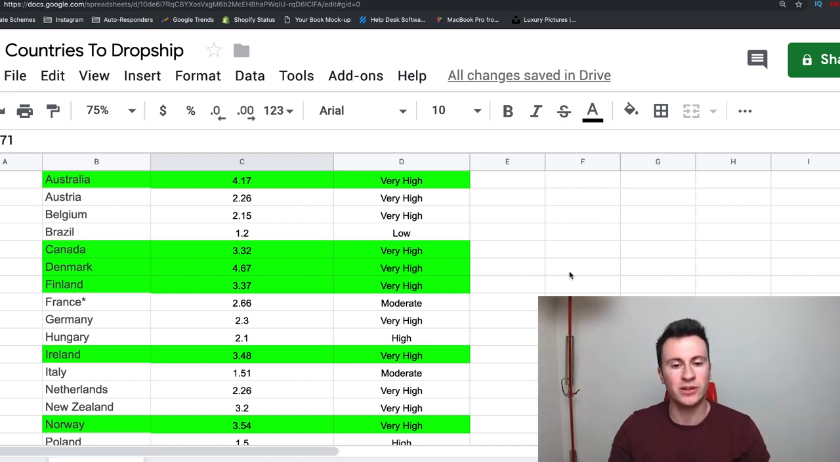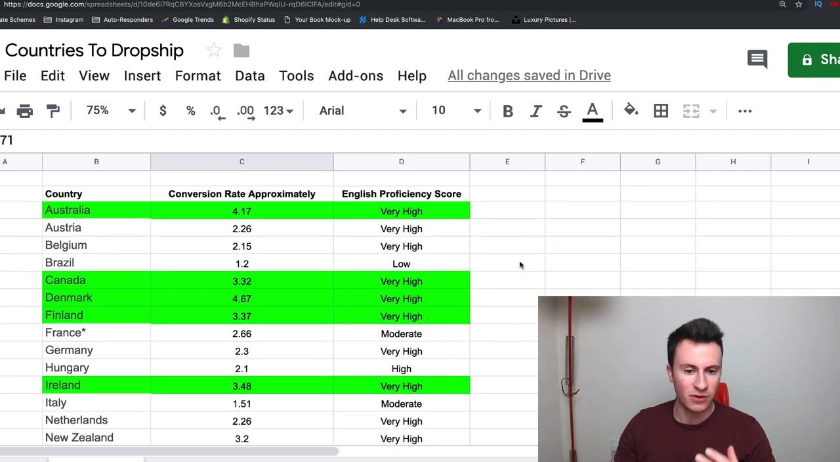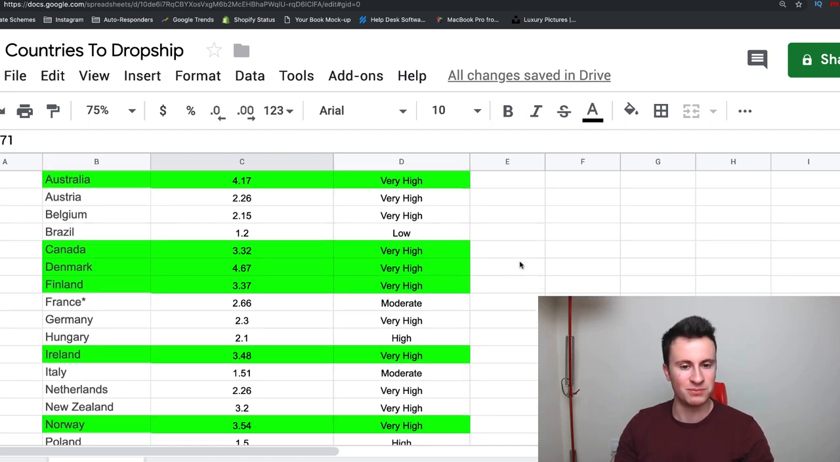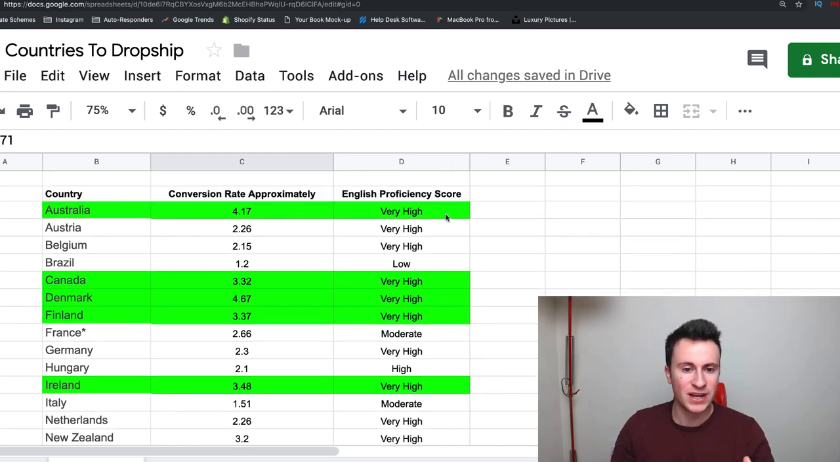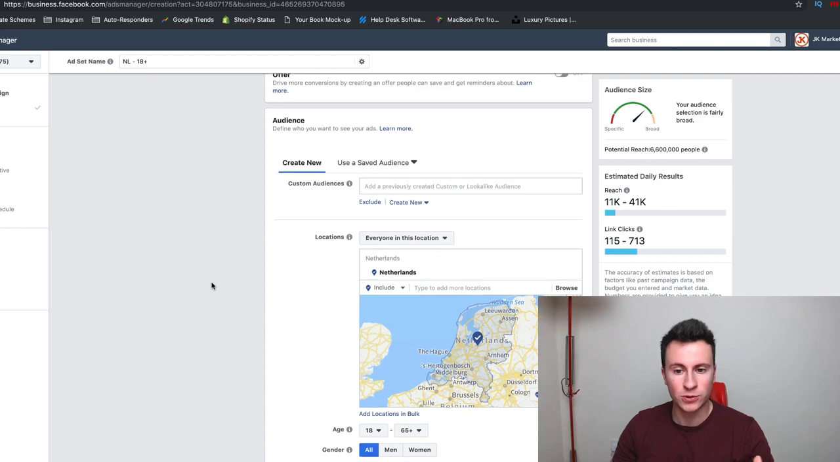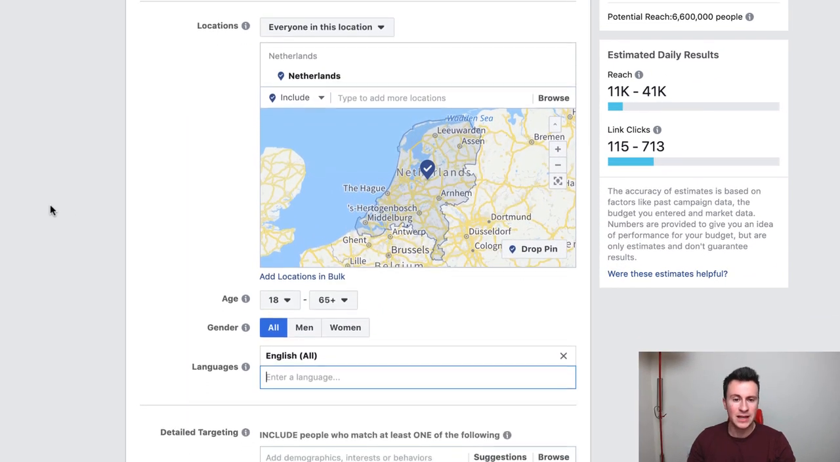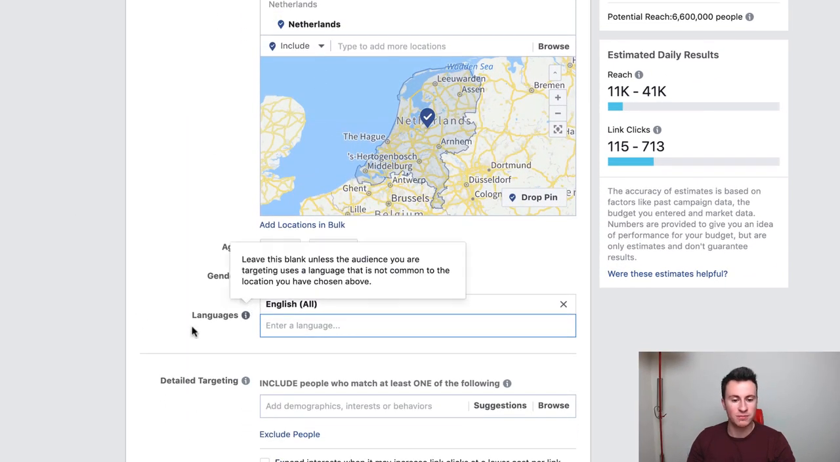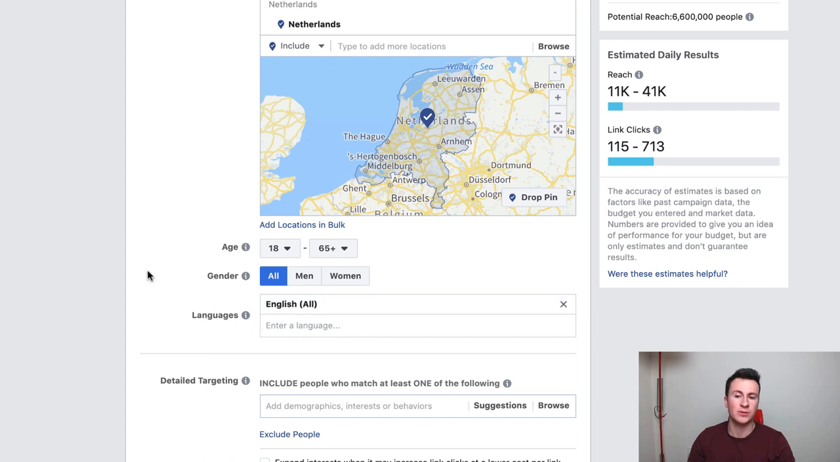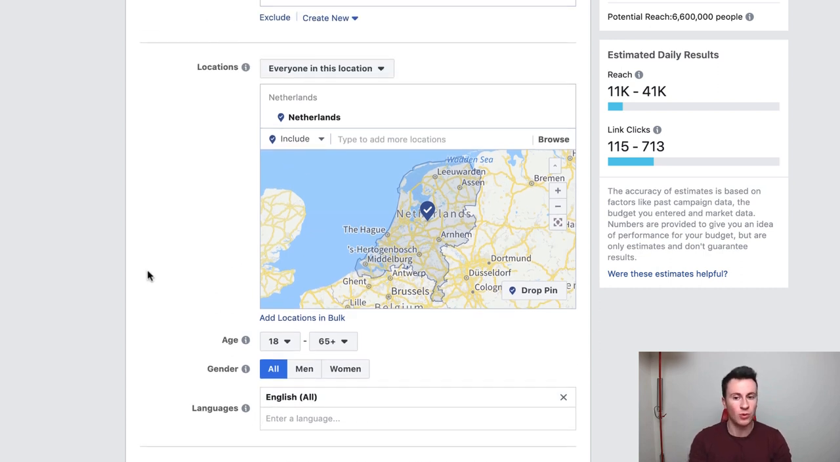In fact, just a quick note before we get into that, I've highlighted the best of the bunch in green. That doesn't mean you only have to focus on the ones in green. Places like Belgium, pretty much anywhere that has a high English proficiency score is definitely worth experimenting and testing with. However, one thing to mention is that when you go to create your ad set, your campaign, whatever, put your location in and then just make sure you put English in the languages. That way it's going to make sure you are only targeting the people who have English listed as a language within that country.